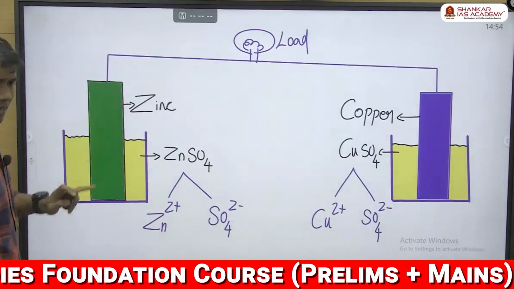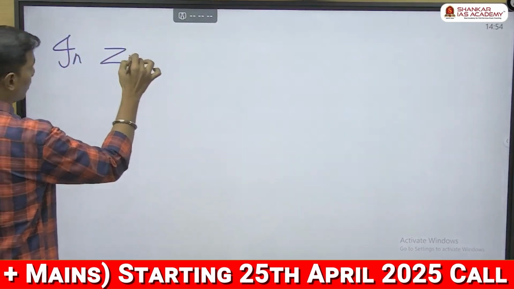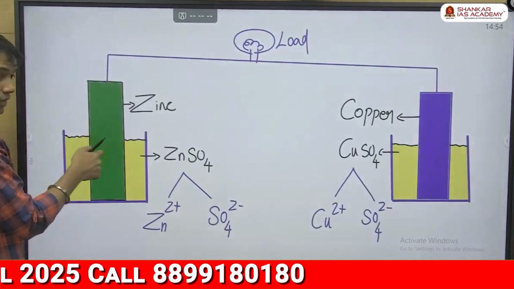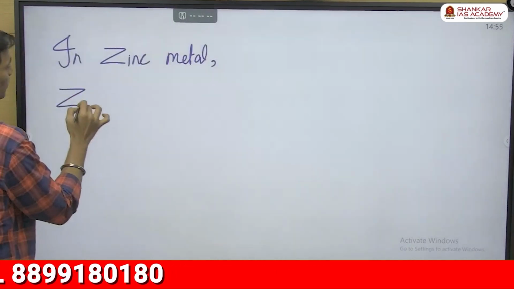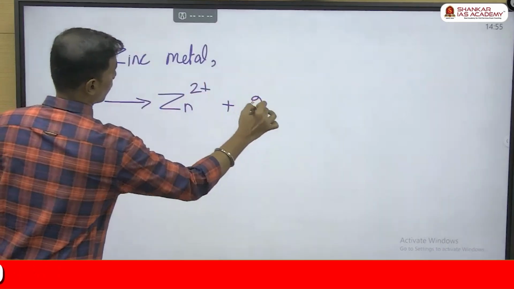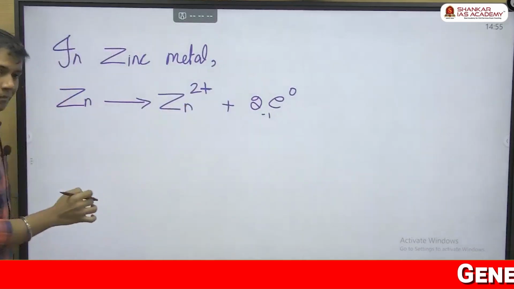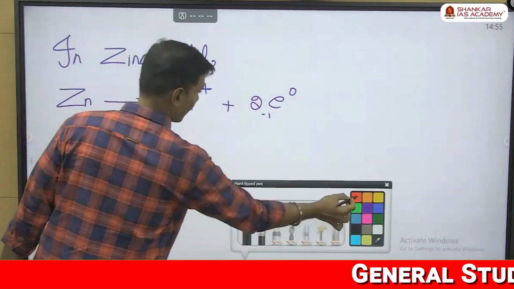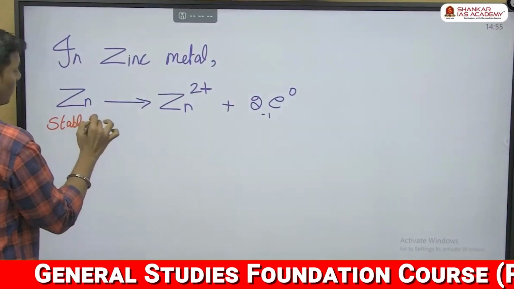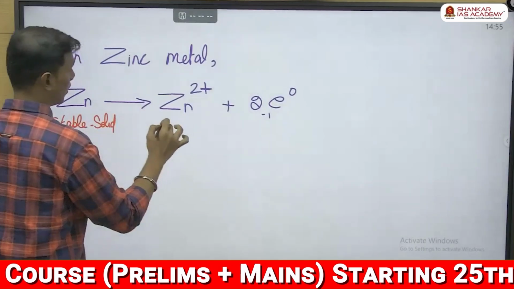First step. What happens at zinc? I'm writing in zinc metal. Now the reaction happens in which one? Zinc metal. Zinc loses two electrons. Zinc loses two electrons. What will form here? Zn2+. And I'm writing this zinc, it is stable. If it is stable, it will be in which state? Solid. But this one, it is an ion.